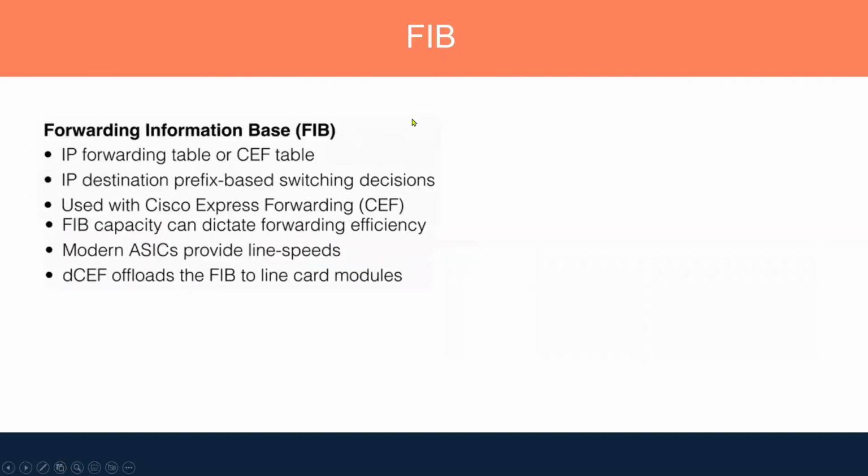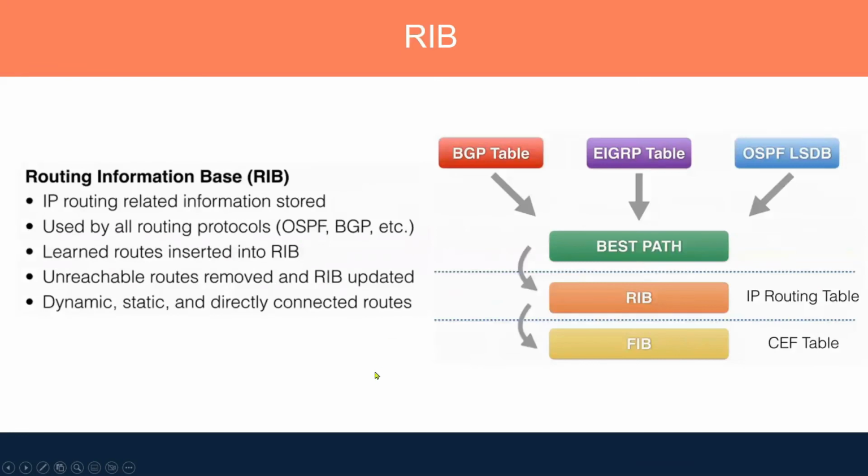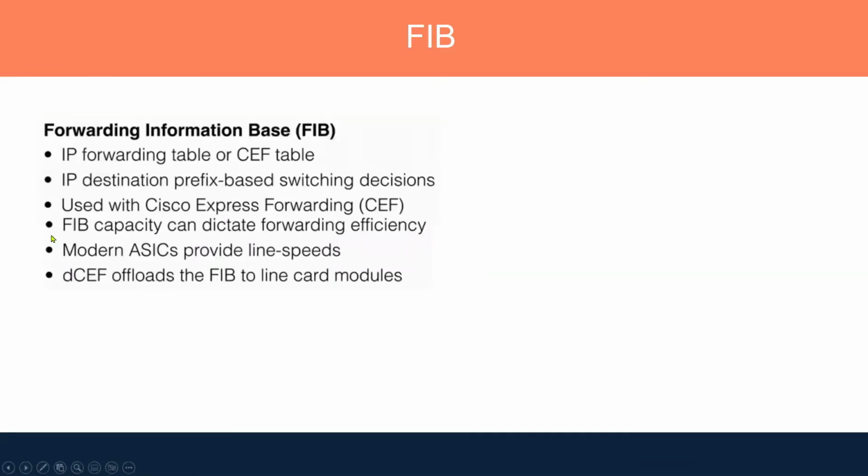Now I'm moving to FIB and RIB. This is the difference. Forwarding information base, the IP forwarding table or CEF table, this is called. IP destination prefix based switching decisions would be taken by this FIB. Used in Cisco Express Forwarding. FIB capacity can dictate forwarding efficiency. So if we have a long FIB table, its forwarding efficiency is very good. And modern ASIC, basically application specific integrated circuit, provides line speed. Line speed means wire speed.